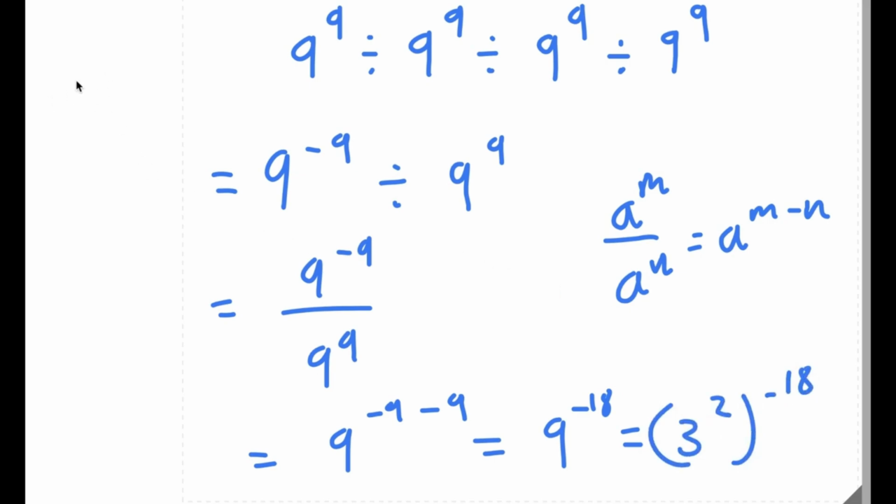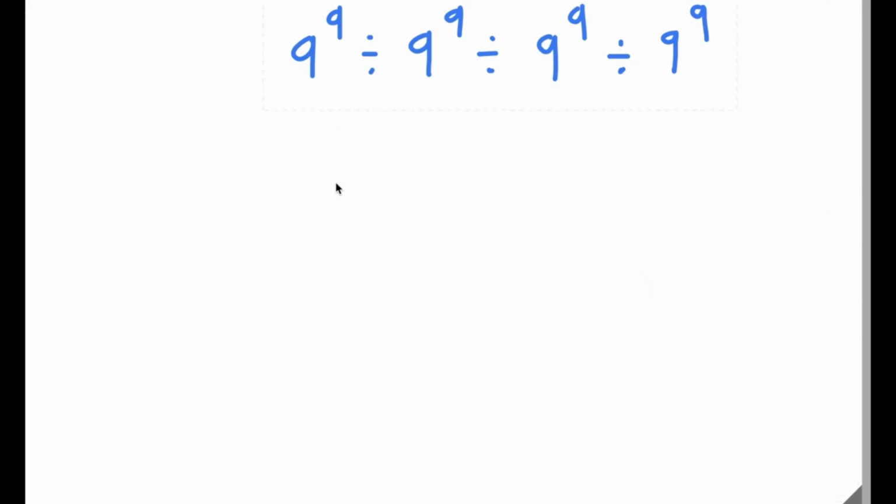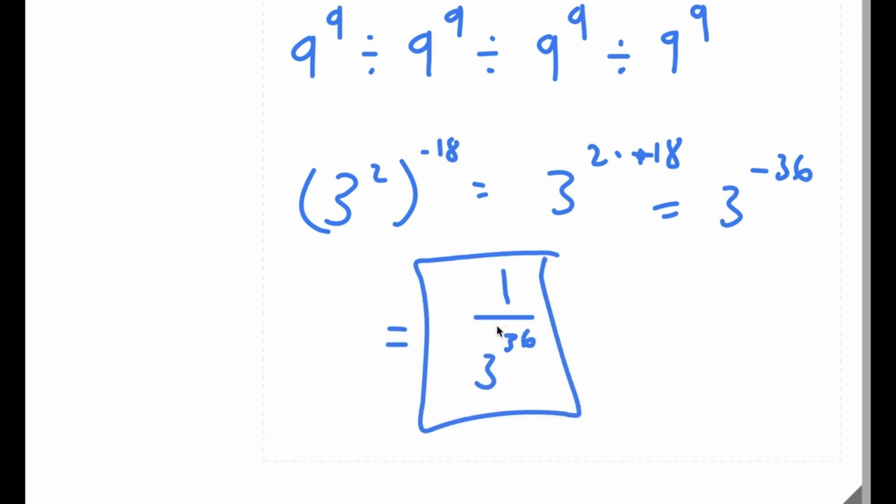Now, if I have something in the form a to the power of m to the power of n, this is equal to a to the power of m times n. So 3 to the power of 2 to the power of negative 18 is going to equal 3 to the power of 2 times negative 18. And 2 times negative 18 is negative 36, so I have 3 to the power of negative 36, which is equal to 1 over 3 to the power of positive 36. So this is my answer.